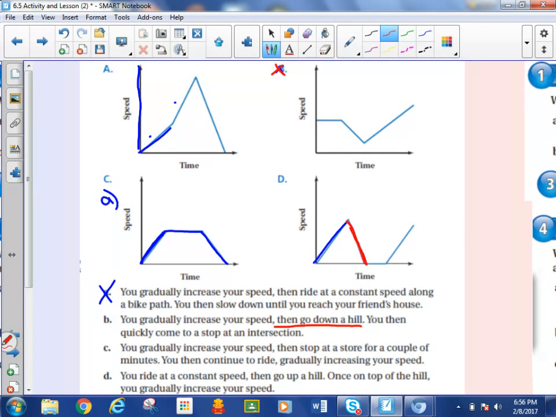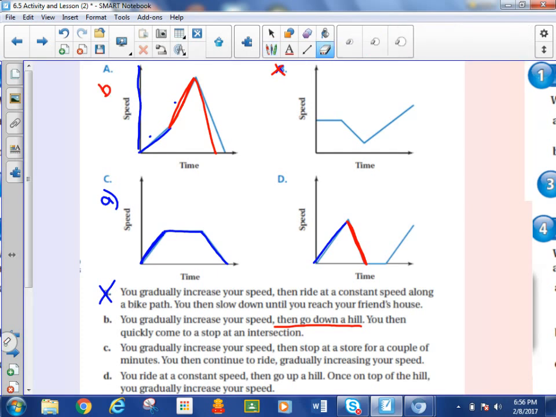I know it looks like a hill, but it's showing the speed is actually going down. Our speed wouldn't go down if we were going downhill, it would go up. So right there's going up, so it has to be A, but we'll finish reading it out. You then quickly come to a stop at an intersection. So here we're slowing down very quickly. So this would match letter B.